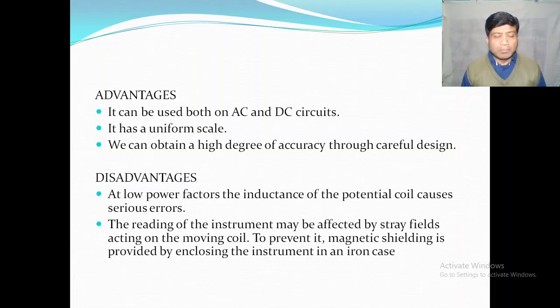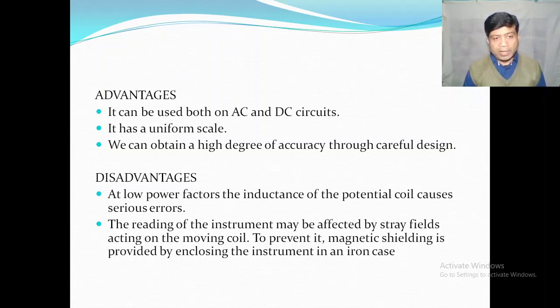The potential coil has a very large number of turns. We all know that. So, because the potential coil has a large number of turns, the inductance of the potential coil becomes very high, and it causes serious errors at low power factors, because at low power factors the inductance becomes of high magnitude.